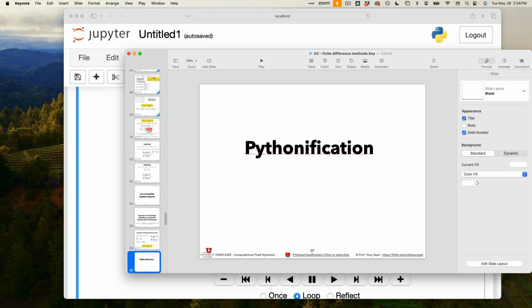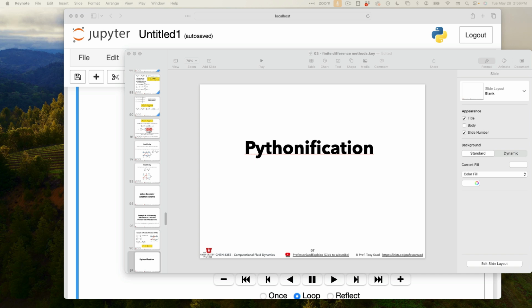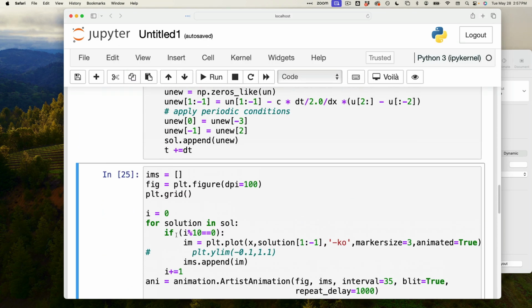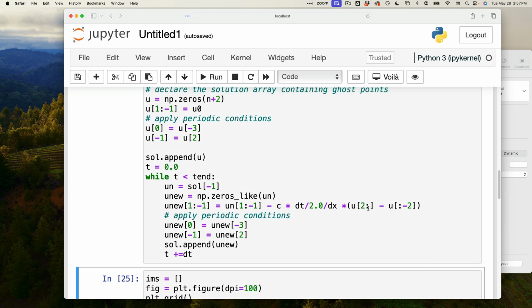So we can work with the same code. I don't think we need to create another example code. This is our formula. All we need to change is that stencil operation. Okay? So we already have ui plus 1 minus ui minus 1, right?